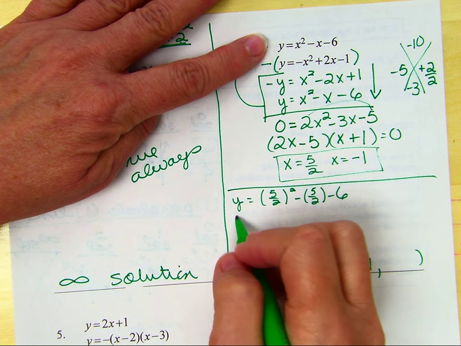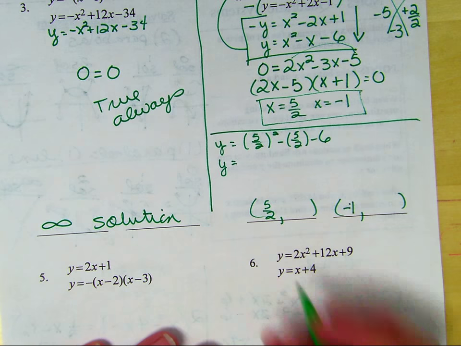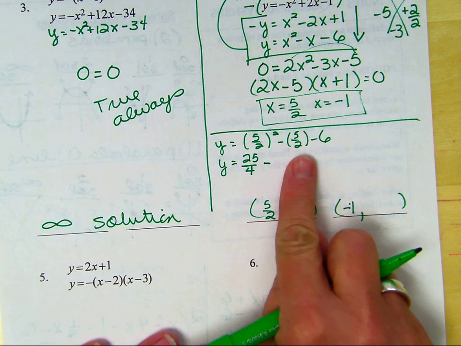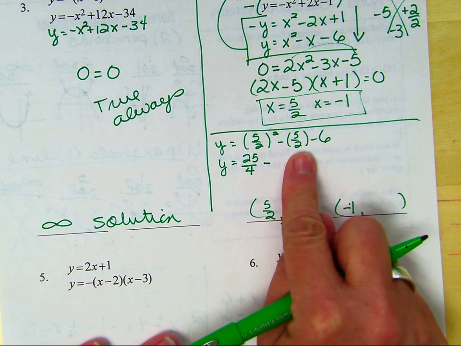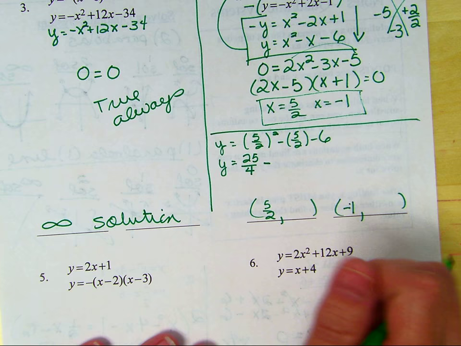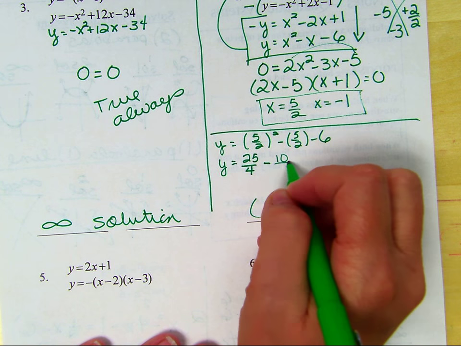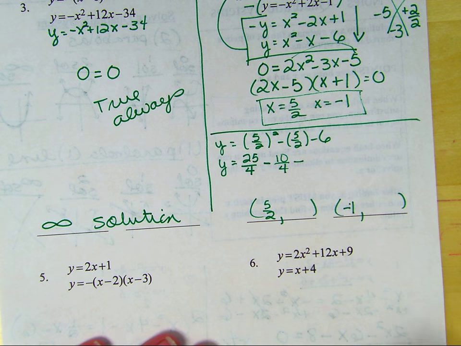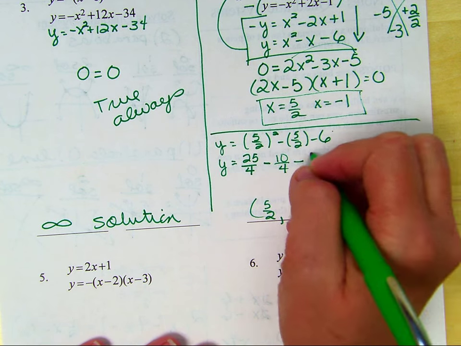Y equals, to square a fraction, square the top, square the bottom. 25 fourths. I want this to have a matching denominator. How will I rewrite 5 halves to be in fourths? 10 fourths, multiply 2 over 2. So we got 10 fourths. What will I do to the 6 to get a 4 for a denominator? Right? Multiply 4 over 4, so 24 fourths.